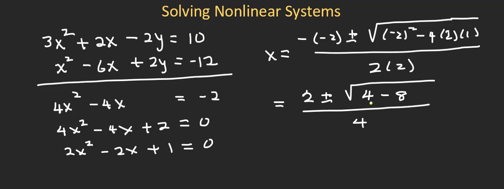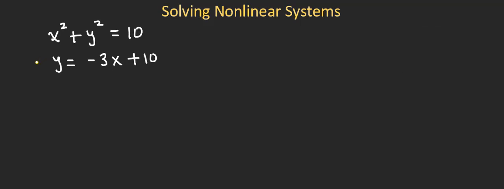Now hold on, wait a minute. What's 4 minus 8? That's negative 4, right? Remember we talked about the discriminant? If the discriminant is negative, what happens? You don't have any real solutions. It's two complex solutions. That means there are not going to be real solutions here. In other words, when you graph these two, you will not be able to find intersection points. So the answer is there are no real solutions.